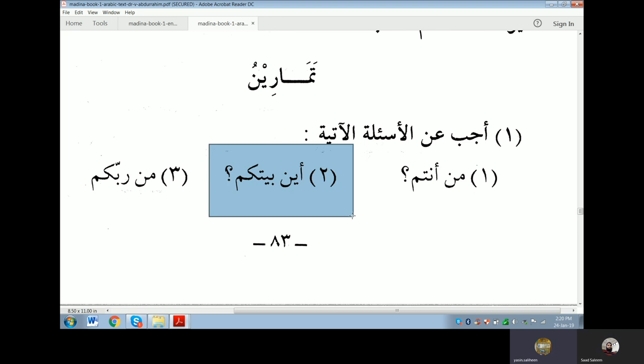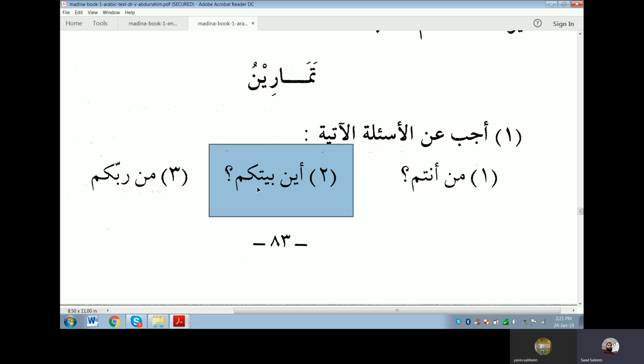Aina baytukum? Where do you all live? Where is your house? Our house is near the masjid. Nahnu baytukum. Baytuna. Oh yes. Baytuna. Baytuna qarib fil masjid.